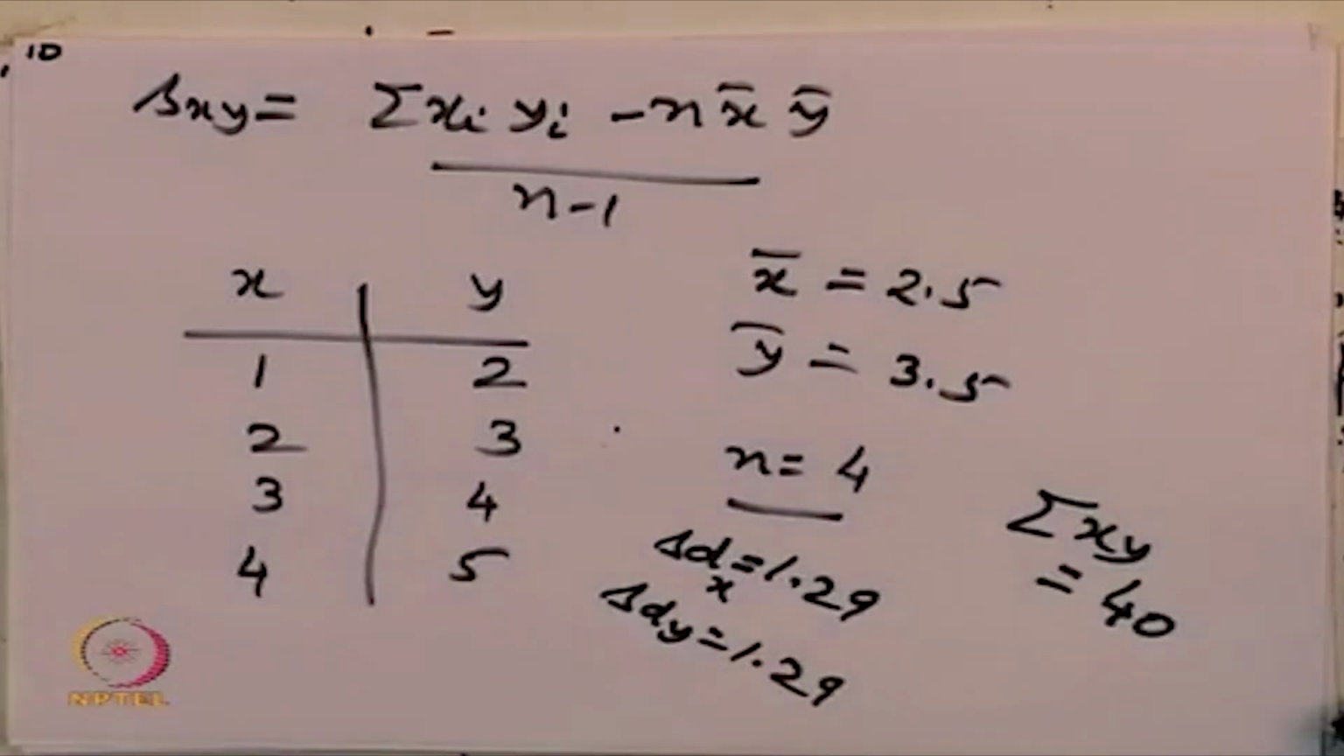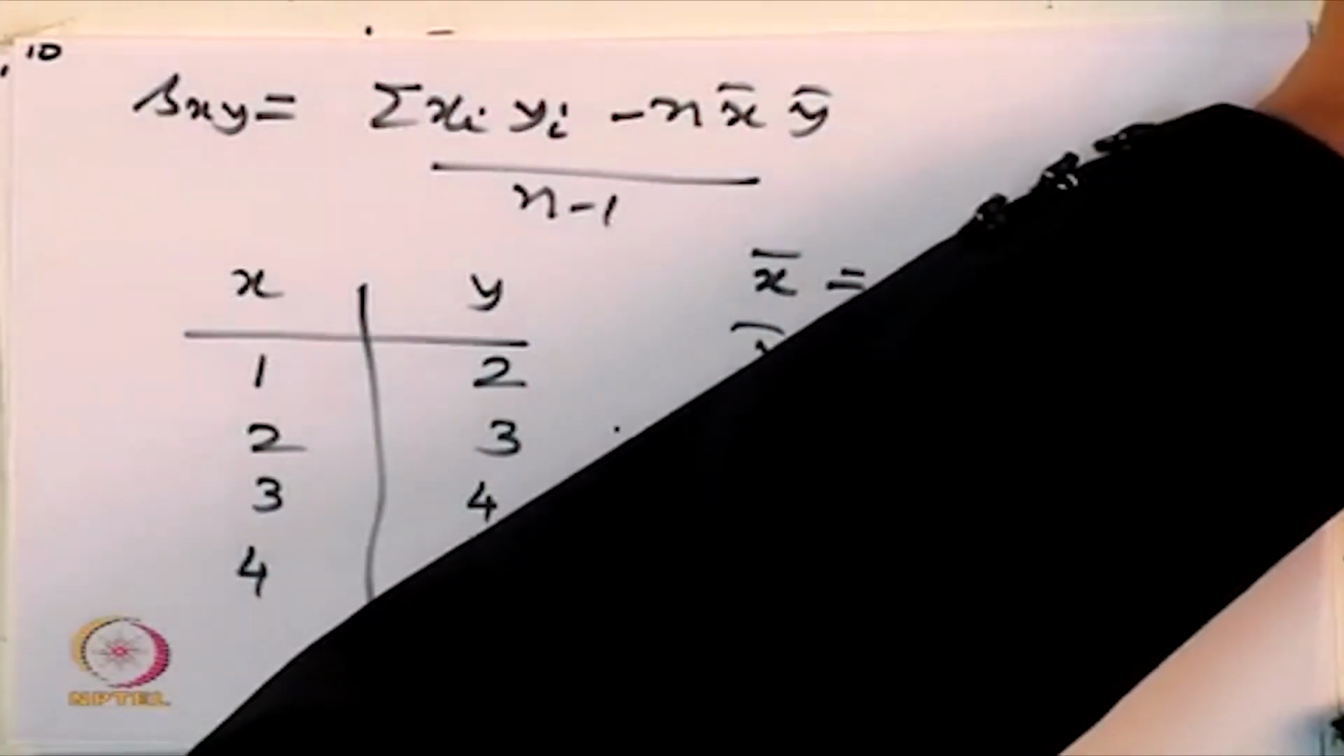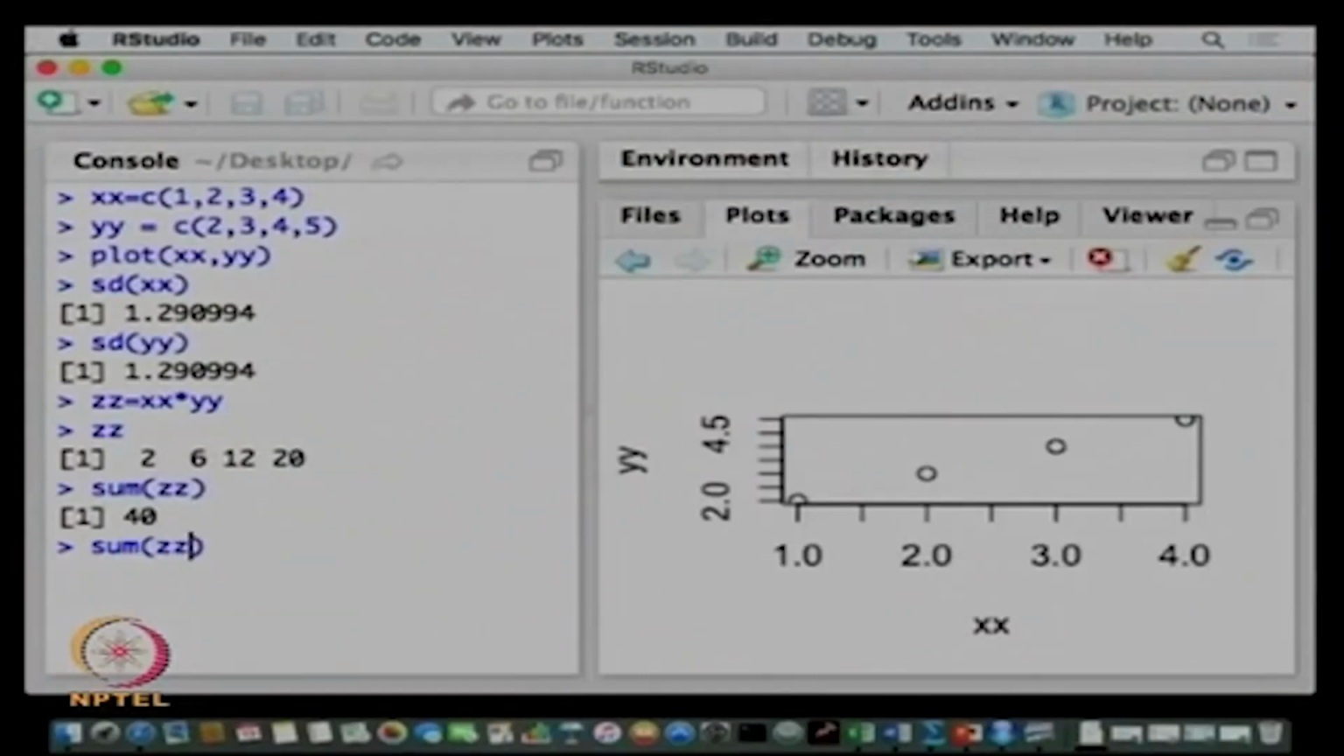So, now let us calculate. I know n is equal to 4. So, sum of zz minus n, which is 4, star x bar which is 2.5, star y bar which is 3.5, gives me a value of 5. So, I can get the value of Sxy.